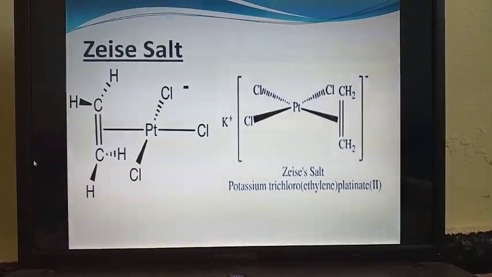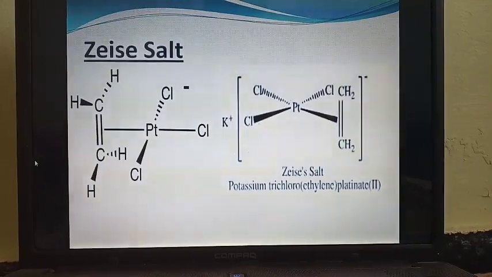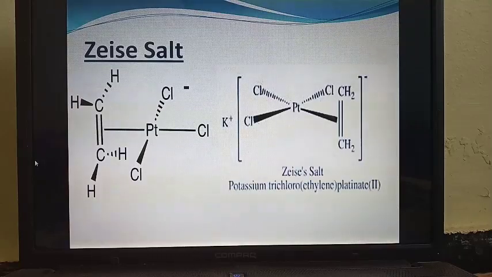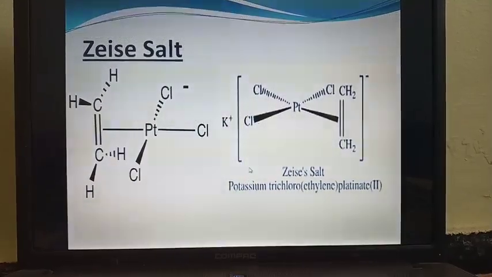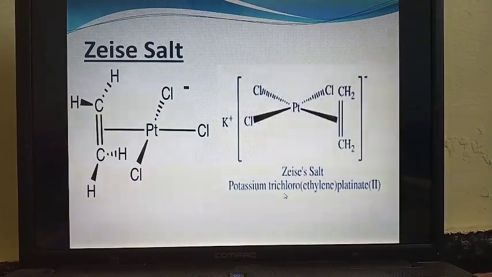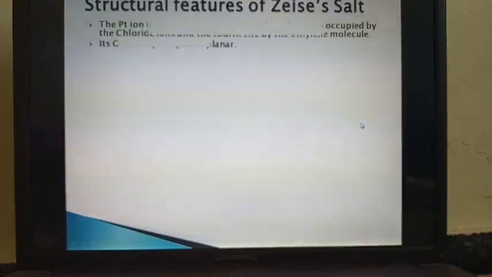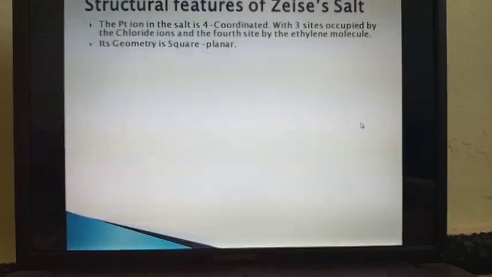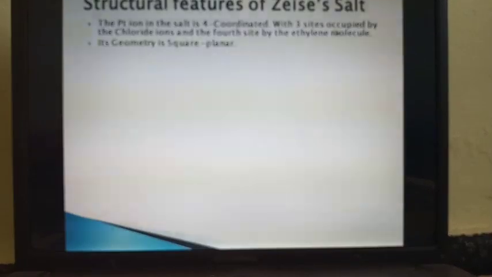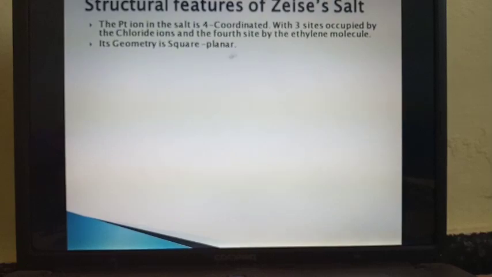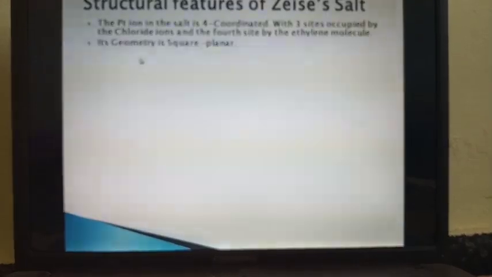It can also be prepared from ethene and potassium chloroplatinate. In potassium trichloroethene platinate, platinum exists in the +2 oxidation state. The structural feature of this salt is that the platinum ion is 4 coordinated, square planar, with 3 sites occupied by the chloride ions and the fourth by the ethylene molecule. Its geometry is square planar.